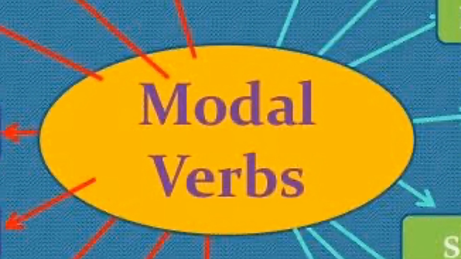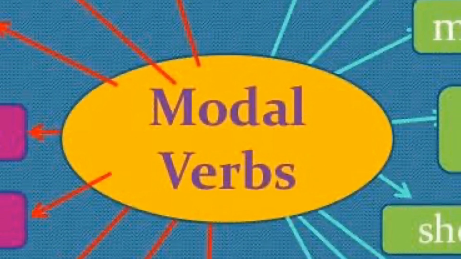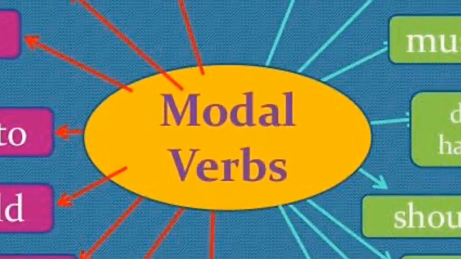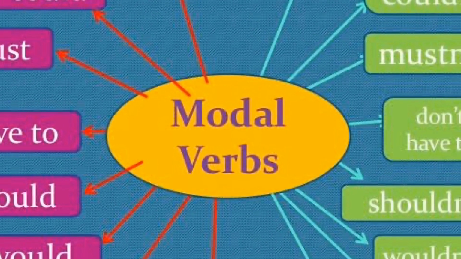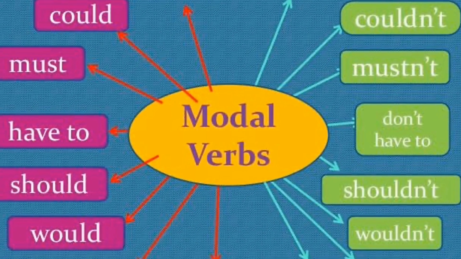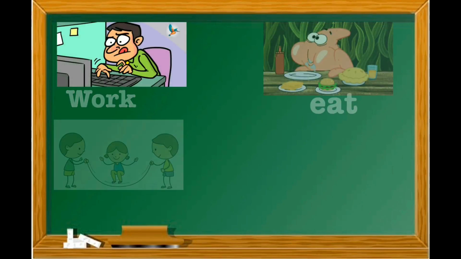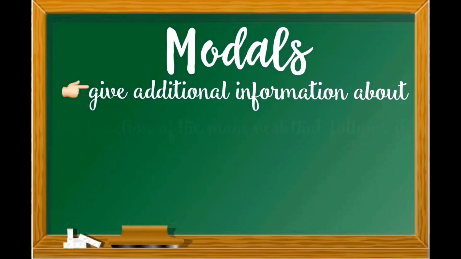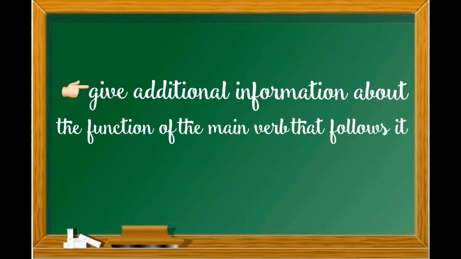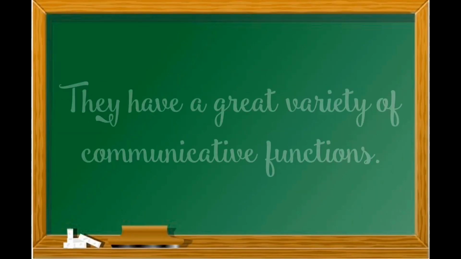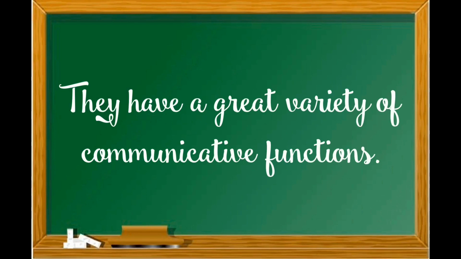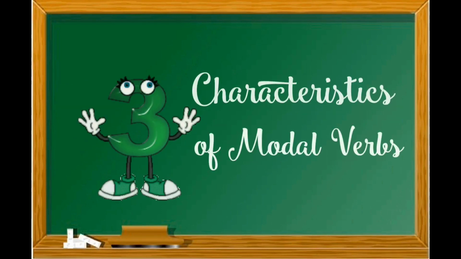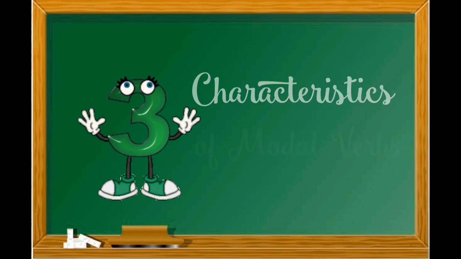Modals, also called modal verbs, are special verbs which behave irregularly in English. They are different from normal verbs like work, eat, play, or dance. They give additional information about the function of the main verb that follows it. They have a great variety of communicative functions. Here are the top 3 characteristics of modal verbs.